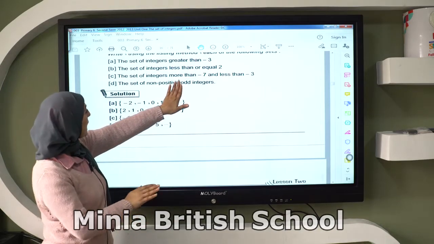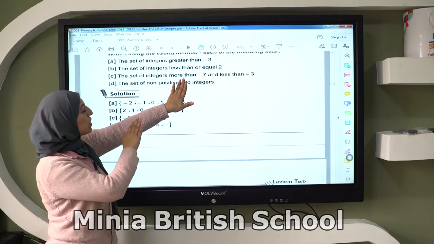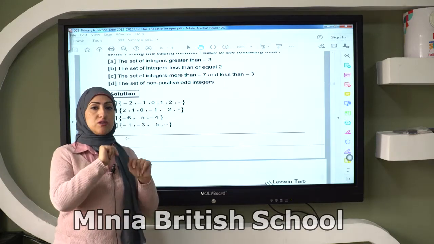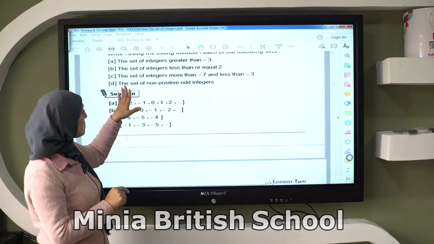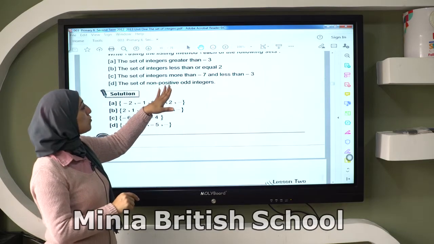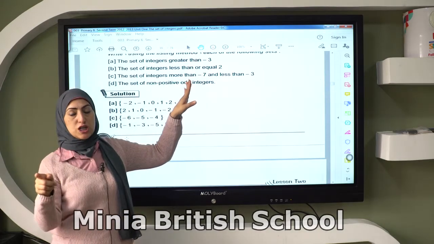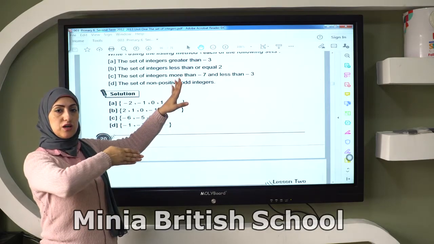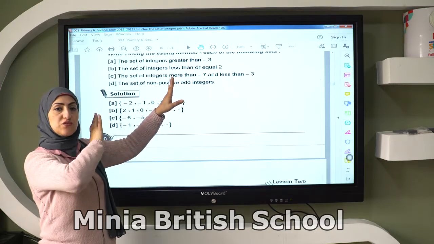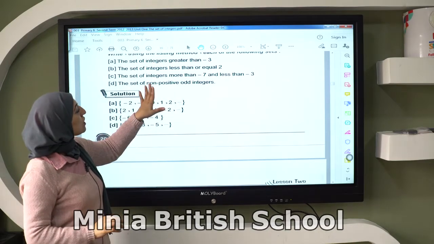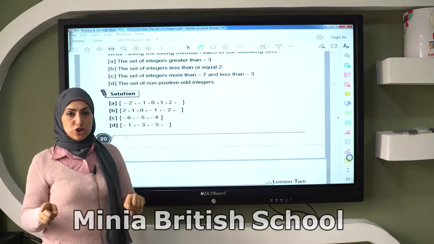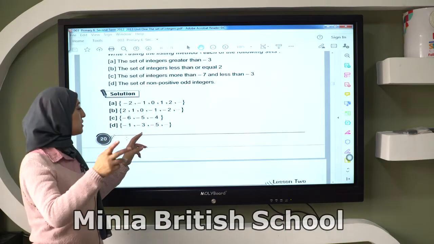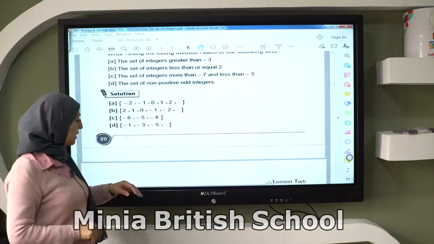Yani, if he says the set of non-positive integers, it will be 0 and all the negatives. If he says the set of non-positive even integers, it will be 0, -2, -4, -6, -8, and so on. Here, non-positive odd integers, so we will start from -1, -3, -5, and so on. Okay?